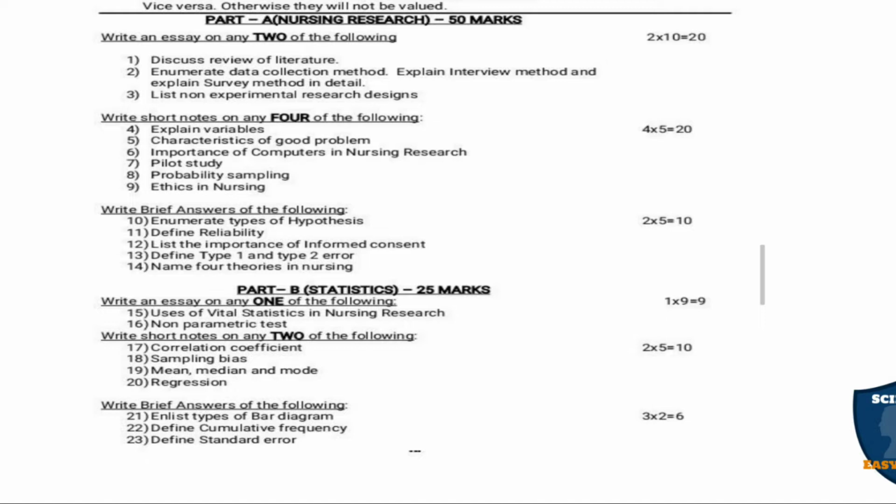Next is brief answers. 10th question, enumerate types of hypothesis. 11th question, define reliability. 12th question, list the importance of informed consent. 13th question, define type 1 and type 2 error. 14th question, name 4 theories in nursing.